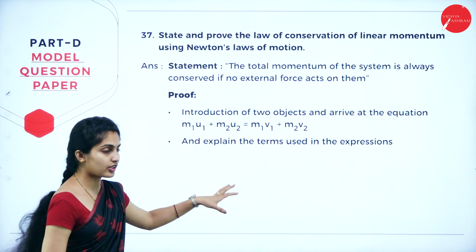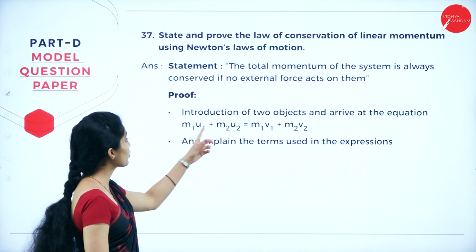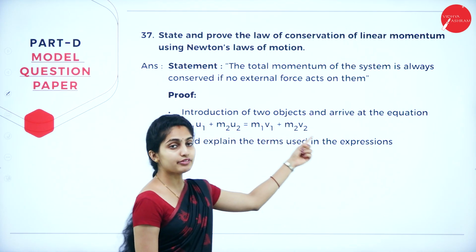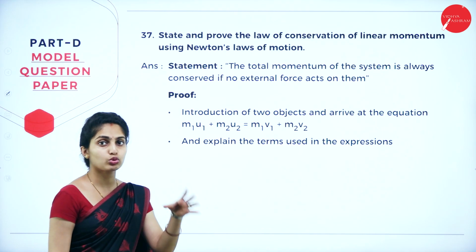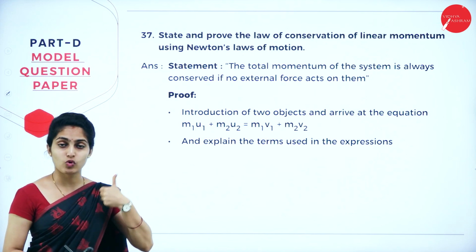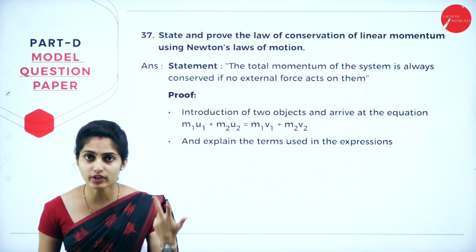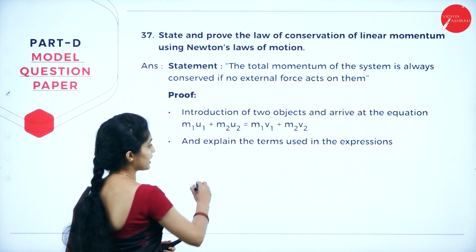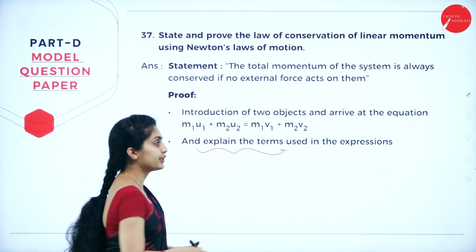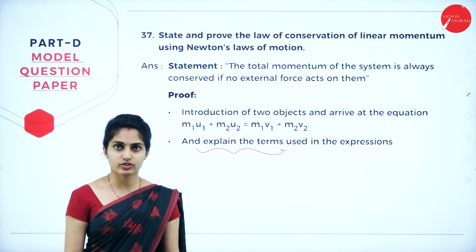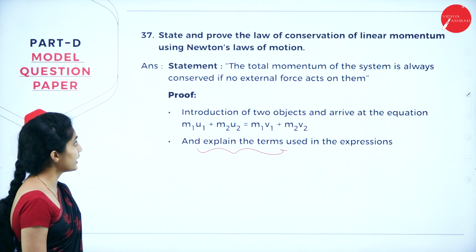Having those introductions, we will have to arrive at the equation m1u1 plus m2u2 equals m1v1 plus m2v2. That is how you arrive at this equation. After arriving at it, you have to explain what m, u and v are, that is, explain the terms in this expression. The whole thing consists of 5 marks. Now let us move to the next question.